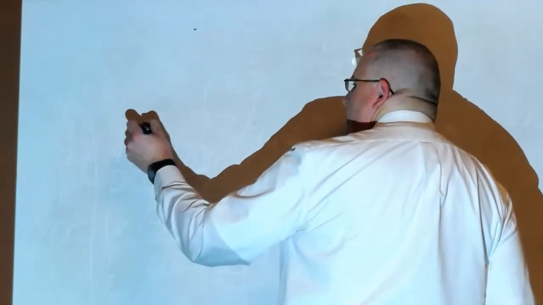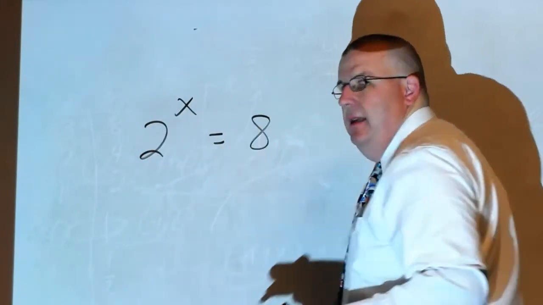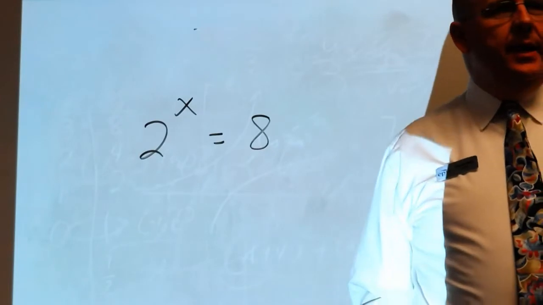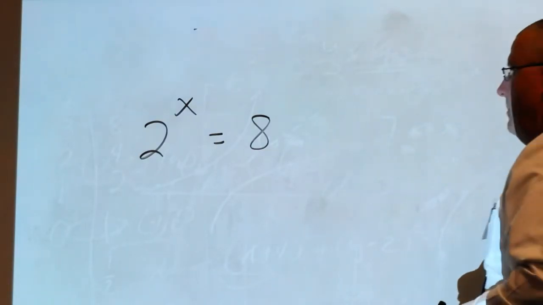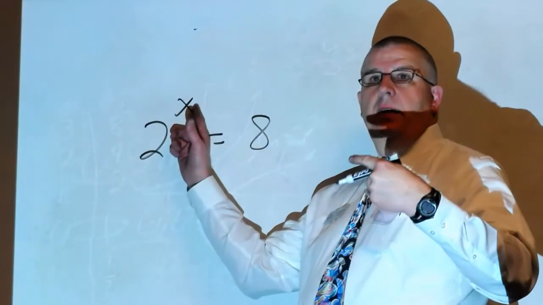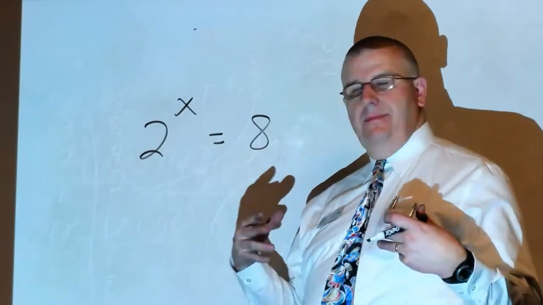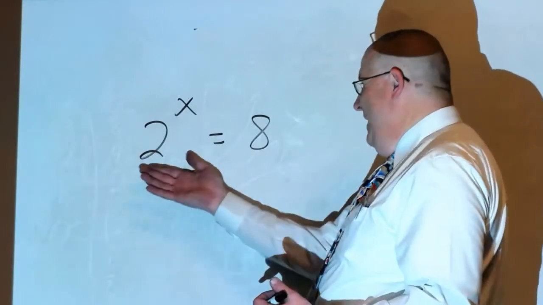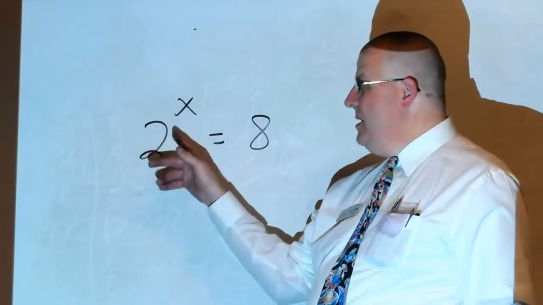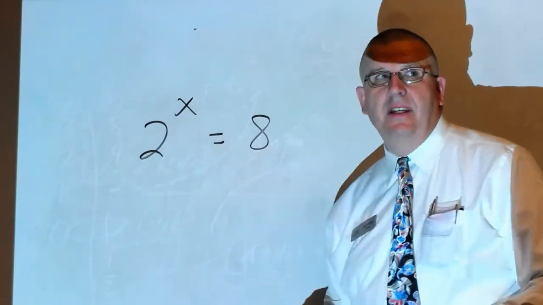Let's take 2 to the x equals 8. In your mind, you already know x has to be what? 3, because it has to be 2 times 2 times 2, right? But if I wanted to solve this using mathematical notation, I can't just divide by 2, because this isn't 2 times x, this is 2 raised to the x. So what I have to do is undo both sides.